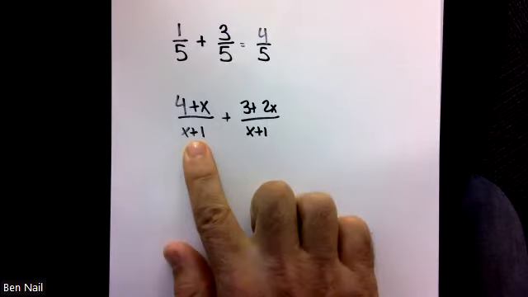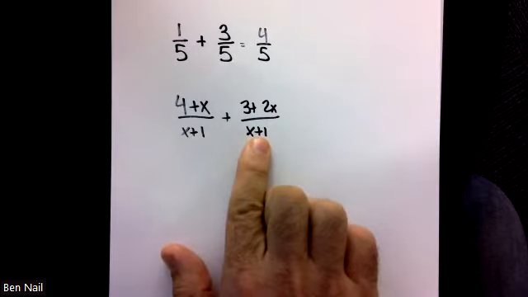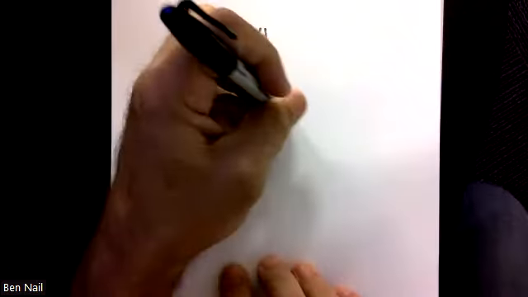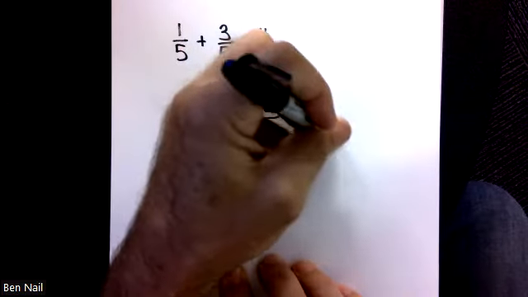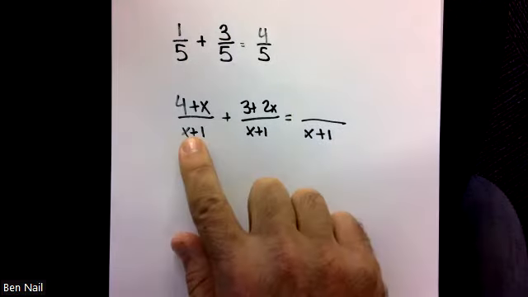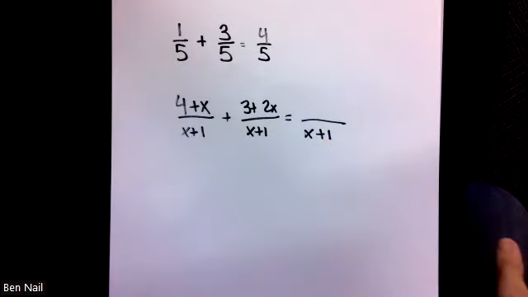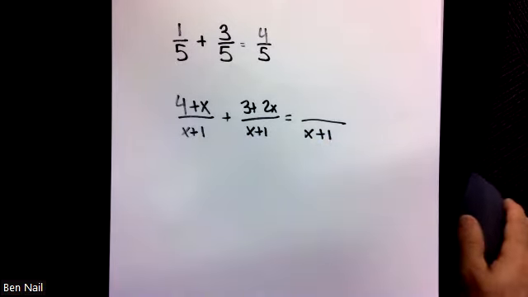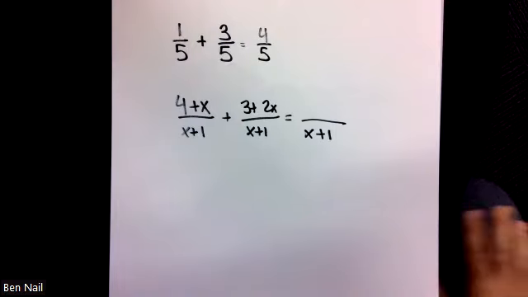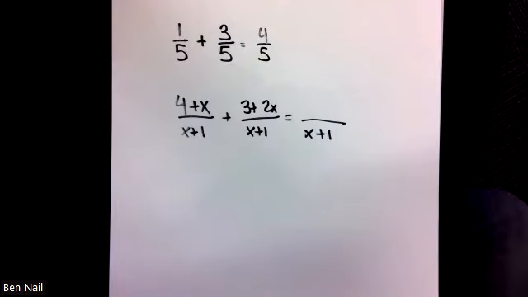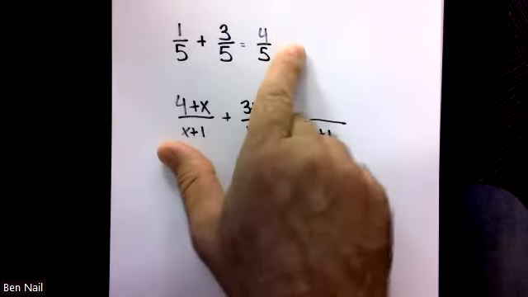In order to add your fractions, you have to have a common denominator. If you do, you keep it. So this is in terms of x plus 1. This is in terms of x plus 1. My answer is going to be in terms of x plus 1. So you have to have that common denominator in order to add. And if you have it, it stays. Then similar, just add the numerators.